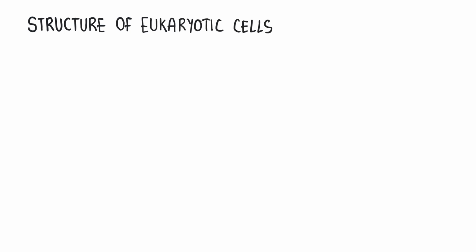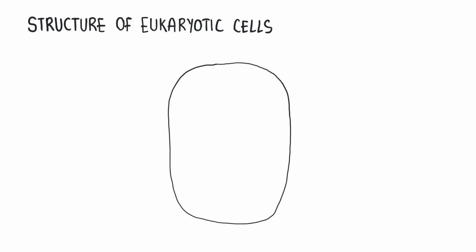Structure of eukaryotic cells. So we're going to start off by looking at an animal cell. We'll look at all the organelles in that, and then we'll add on the extra ones at the end that will also be found in plant cells, fungal cells and algae cells. These are all examples of eukaryotic cells.